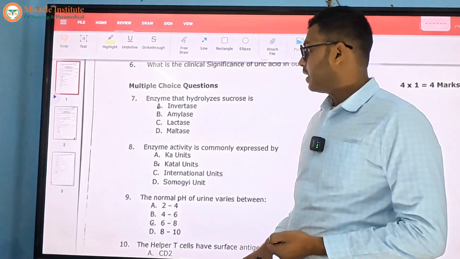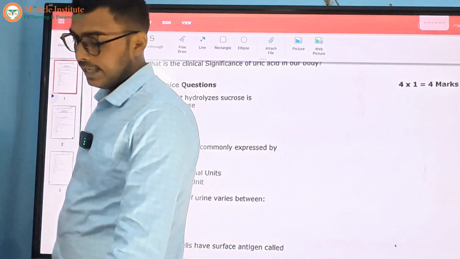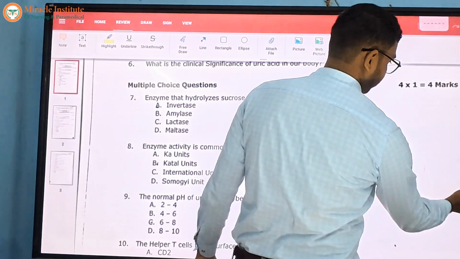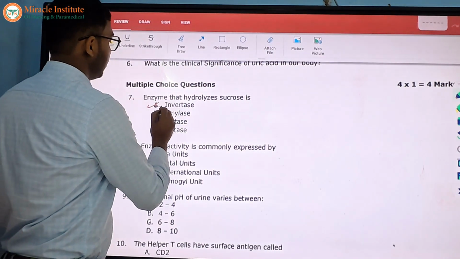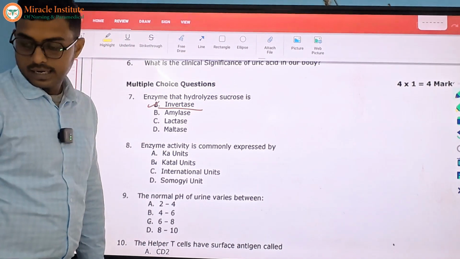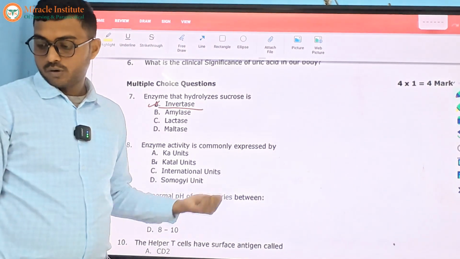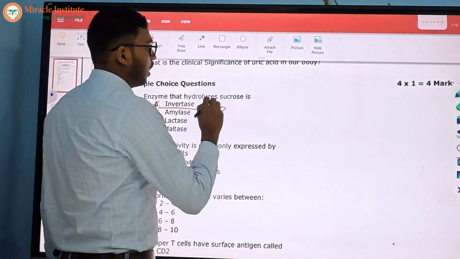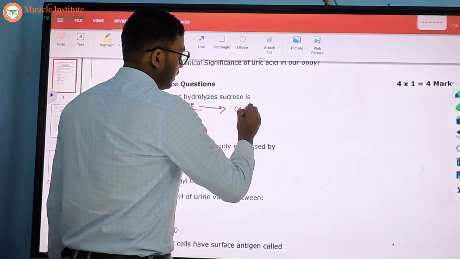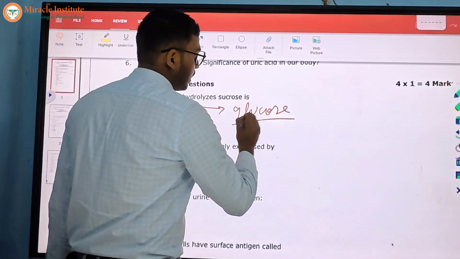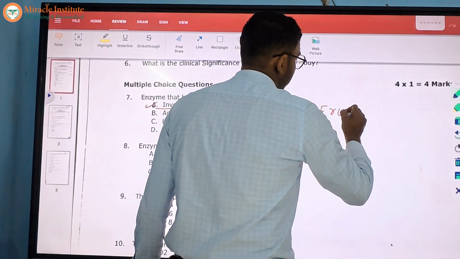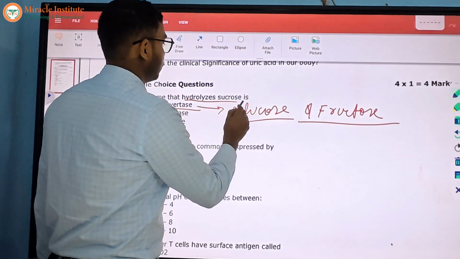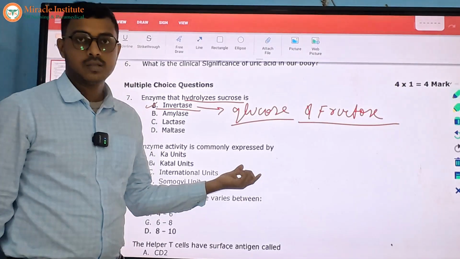The answer is invertase. The enzyme hydrolyzes sucrose into its components. It splits sucrose into two very important compounds, glucose and fructose. This is the enzyme which splits sucrose into two products on hydrolysis. This is the answer. Is that clear?